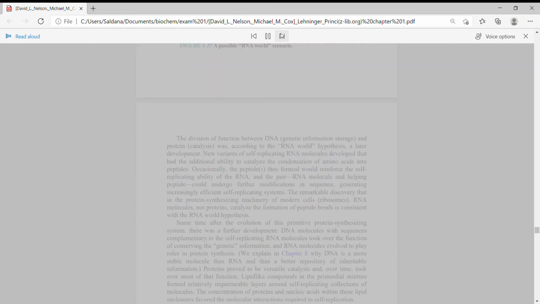Figure 1-37a. The division of function between DNA, genetic information storage, and protein, catalysis, was, according to the RNA World hypothesis, a later development. New variants of self-replicating RNA molecules developed that had the additional ability to catalyze the condensation of amino acids into peptides. Occasionally, the peptides thus formed would reinforce the self-replicating ability of the RNA, and the pair, RNA molecule and helping peptide, could undergo further modifications in sequence, generating increasingly efficient self-replicating systems.